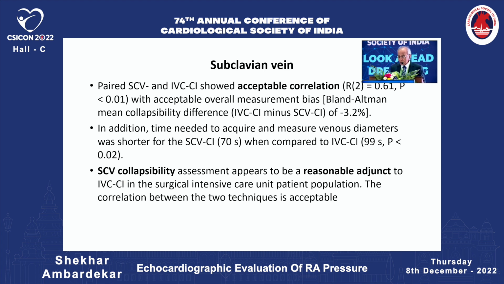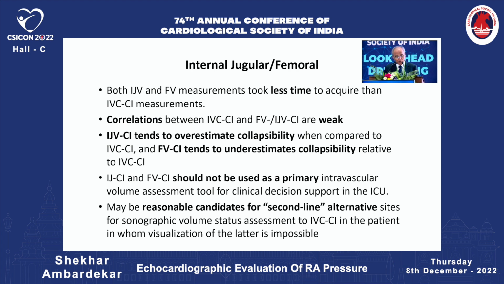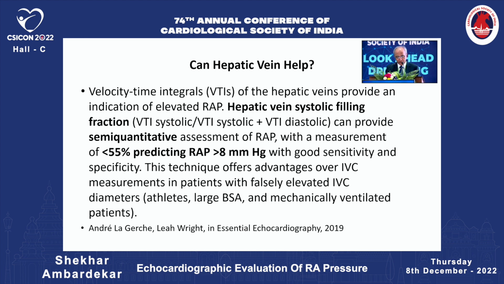Just to save time, you should actually try to get the IVC, but if you have difficulty in getting the IVC, you can use the subclavian. How about internal jugular and femoral? This particular article tells you that correlations are weak. Why that happens is, the internal jugular vein collapsibility index overestimates collapsibility, and the femoral vein underestimates the collapsibility. And therefore, they should not be used for measurements in routine practice. Again, those two veins could be imaged very quickly.